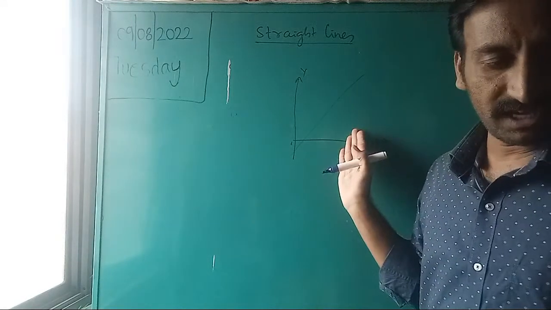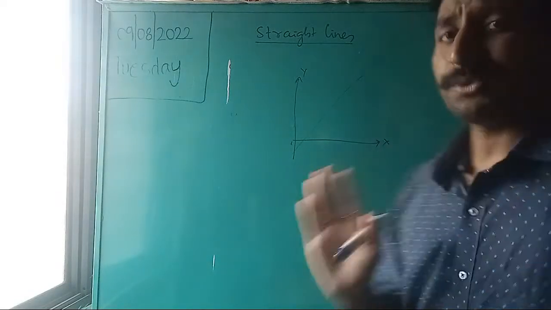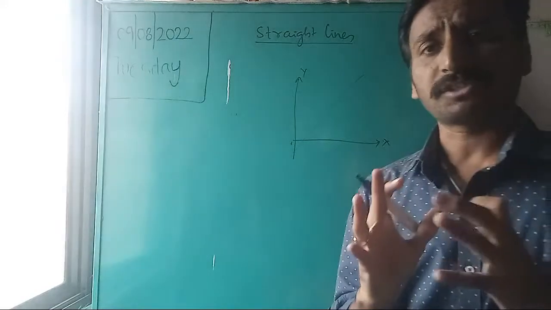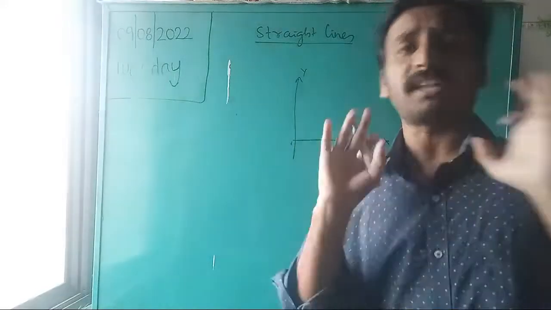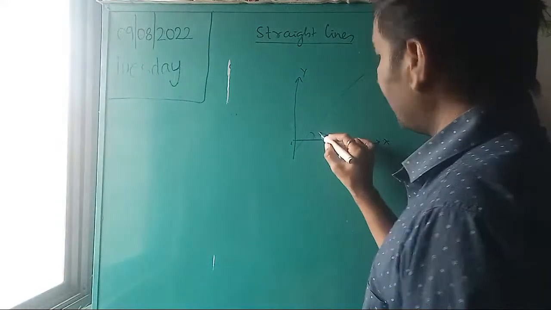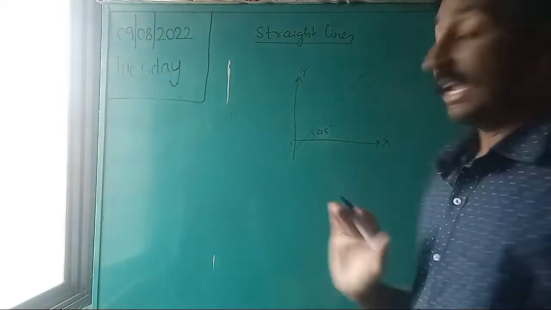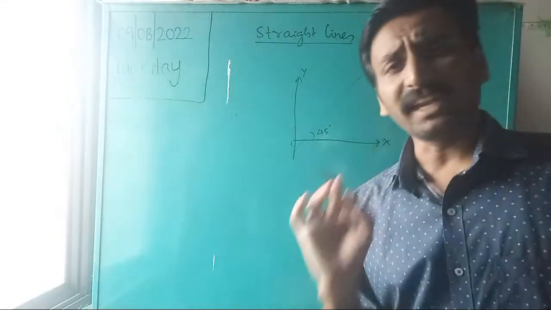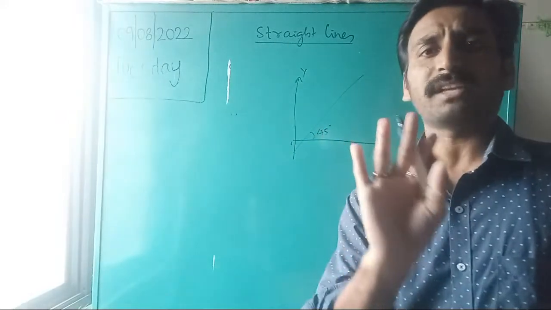If you have a straight line like this, then first what we have to study is how much this line is inclined with the coordinate axis. That is very, very important. See this line, say for example here it is 45 degrees inclined to the x-axis. So this inclination, in terms of the tan function, we call it the slope.